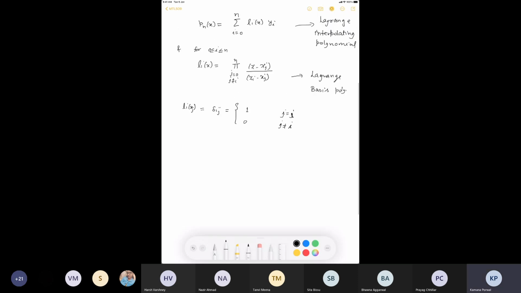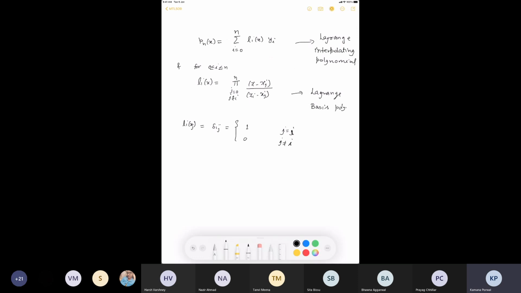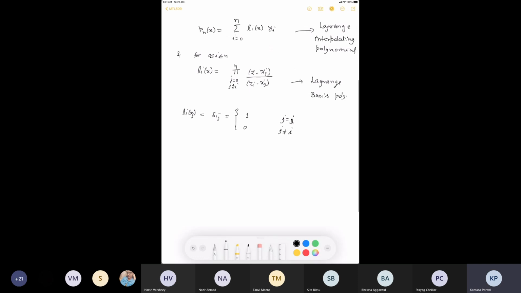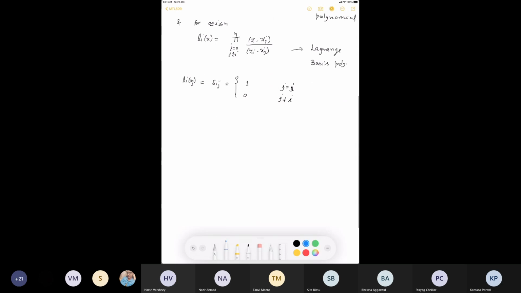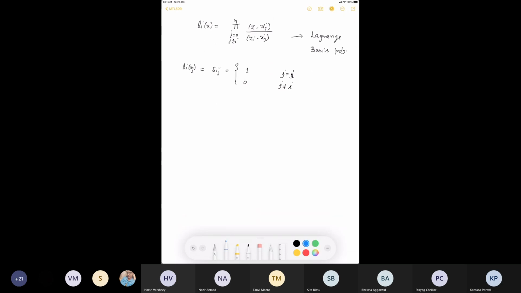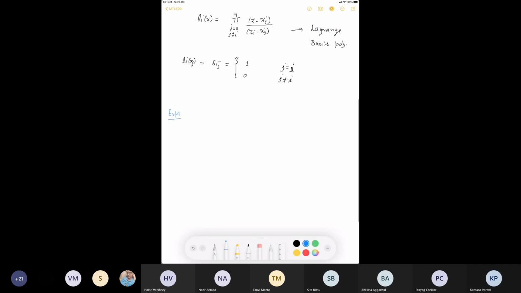Okay, now we have got an interpolating polynomial. Now let's take one example and observe what happens. Here I'm going to take an explicit function. Suppose I know the function explicitly. Let's take the exponential function e^x.